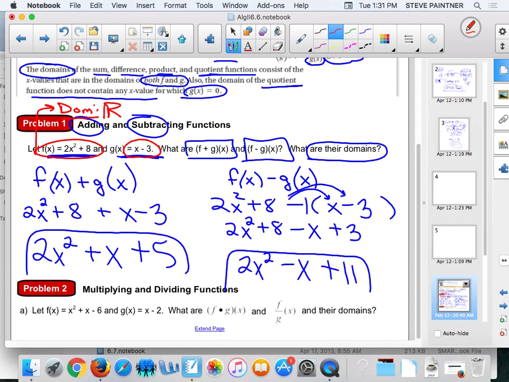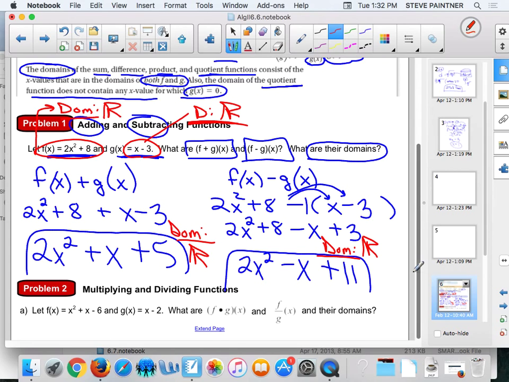So the domain is what here? All real numbers again. Remember what I said: your answer is what these two domains share. All reals, what do they share? All reals. So the domain here is all real numbers. What does this share with that? All real numbers. There you go. That's all it is. You just ask yourself, what does this group share with that group? All real numbers.